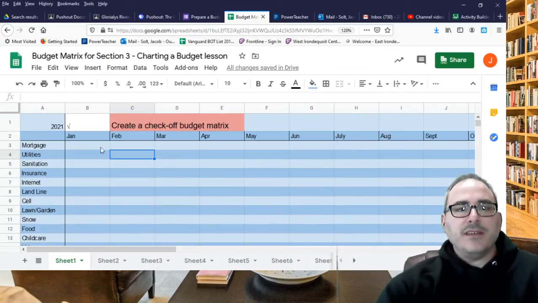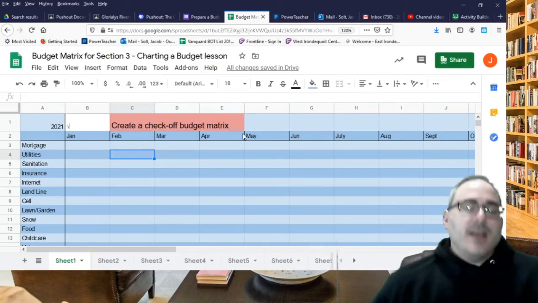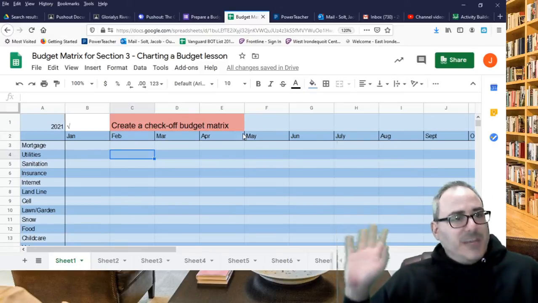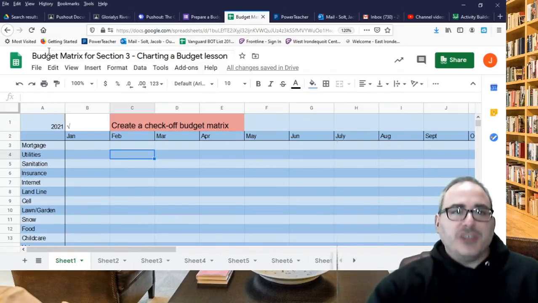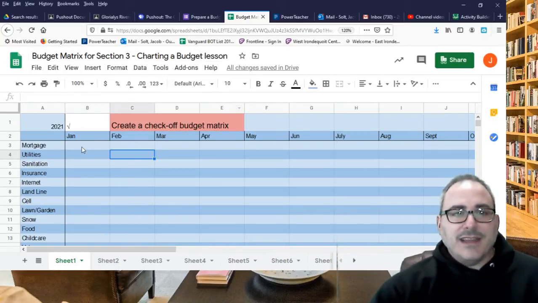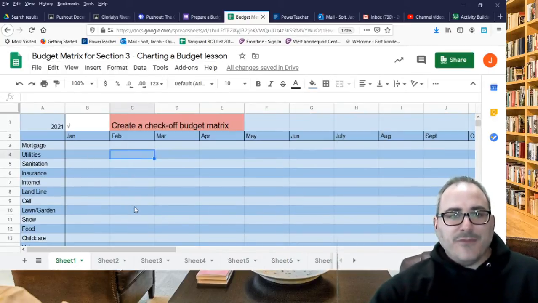So here's sheet 1, and this is where you're going to create a checkoff budget matrix. You're each going to get a copy of this spreadsheet. It's going to be separate from the actual Google form, so you'll have to look for it. You're looking for budget matrix for section 3, starting a budget lesson. And based on the information in the question I'm going to ask, I'm going to give you the information to do it.